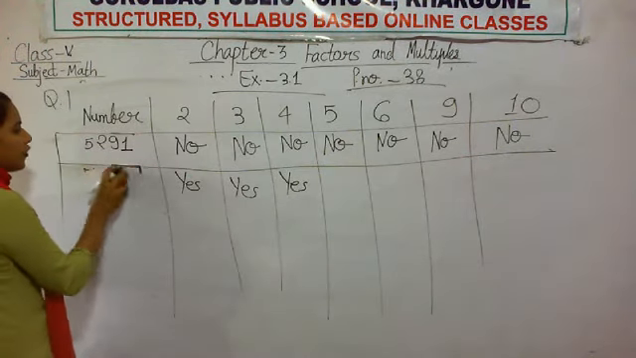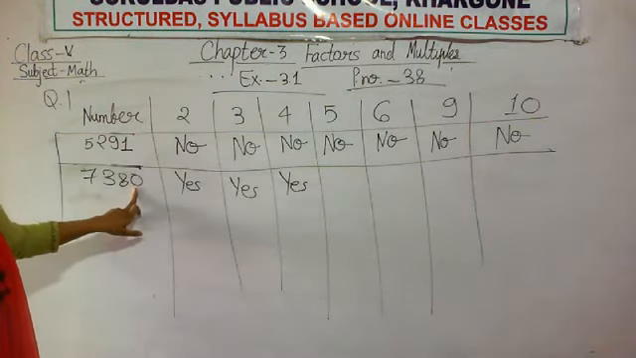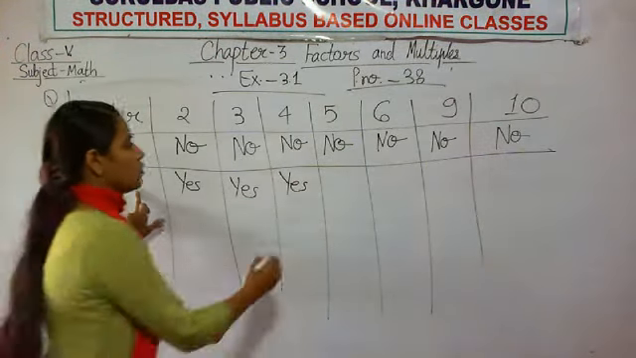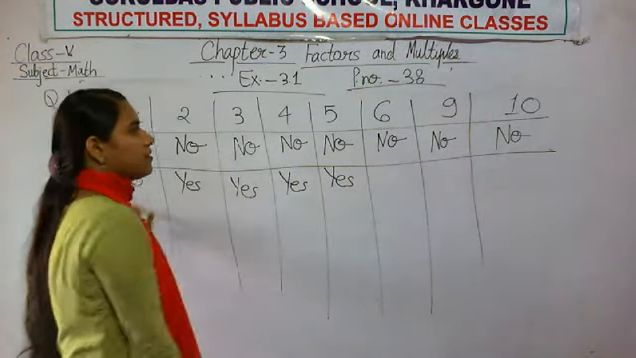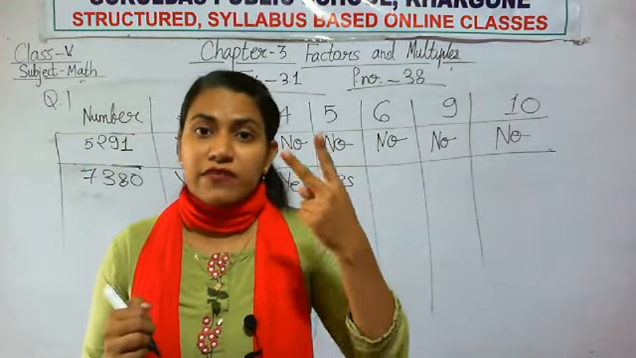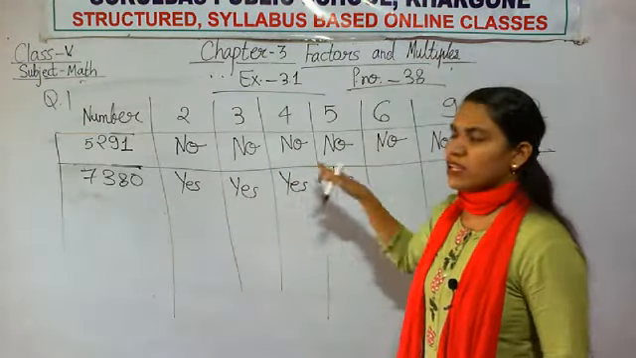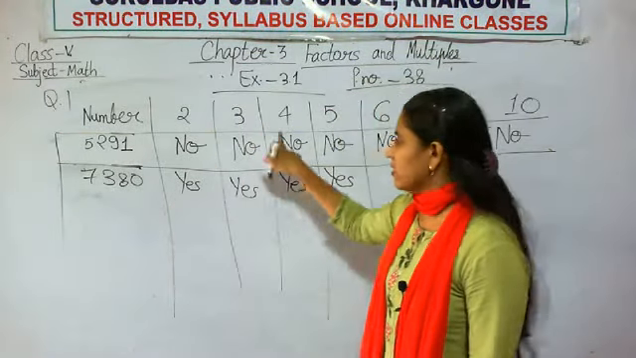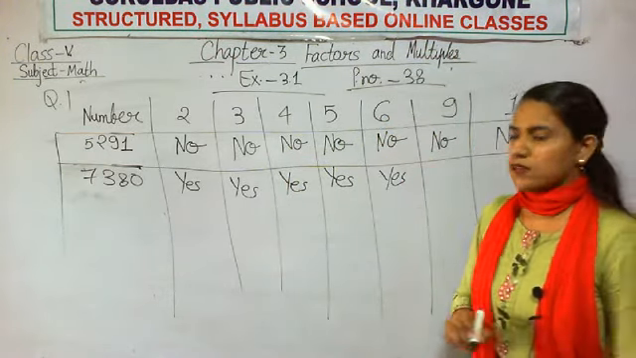Now check the divisibility for 5. The rule is if the ones place is 0, then yes, the number is divisible by 5. So here the ones place is 0. So yes, it is divisible by 5. Now you want to check for 6. The rule is if the given number is divisible by both 2 and 3, then yes, the given number is divisible by 6. So here observe, it is divisible by 2 and this number is divisible by 3 also. So yes, it will be divisible by 6.